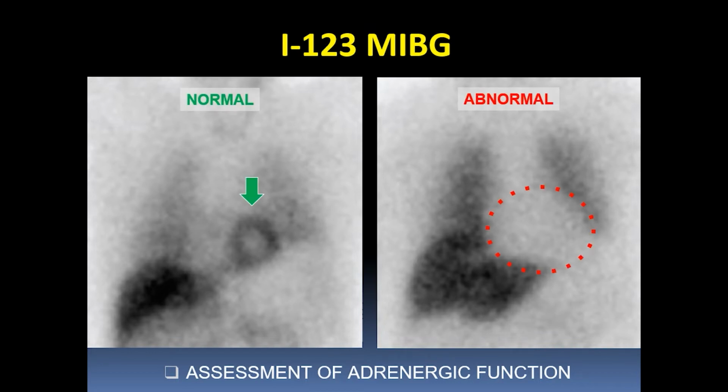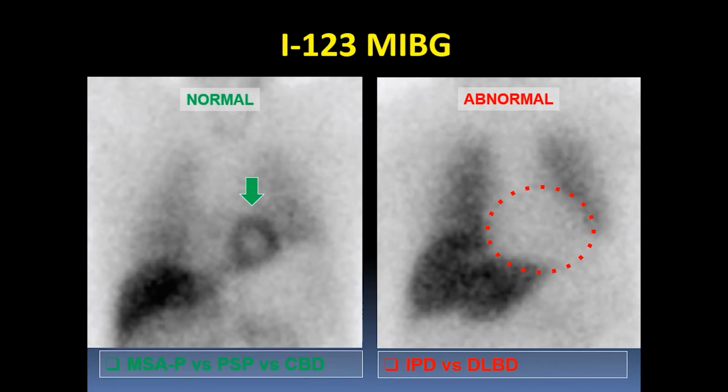On the left, you see a case of normal uptake. You see cardiac uptake of MIBG in a healthy patient, whereas if you lose that cardiac uptake, that's abnormal. So the question is, of course, what does this tell us in this situation? If cardiac uptake is normal, that would imply you're dealing with one of the atypical Parkinsonian syndromes, such as CBD, MSA, or PSP. And if it's abnormal, you're looking at either idiopathic Parkinson's disease or diffuse Lewy body dementia.